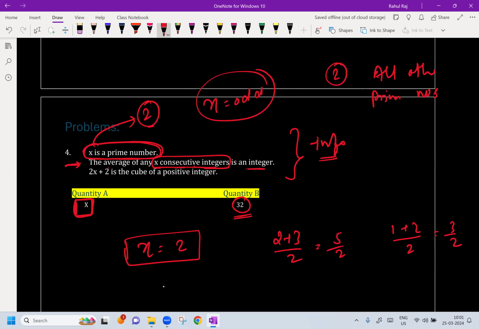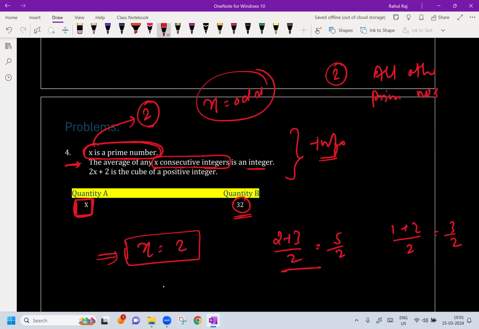Now the second statement says the average of X integers is an integer. I have taken X equal to 2 and shown you. Are you 100% sure that X can never be even? Yes or no? Then simply X is odd. Story over. Now there is no point in thinking about X at all. The second statement is done by default. You're not supposed to check anything now.